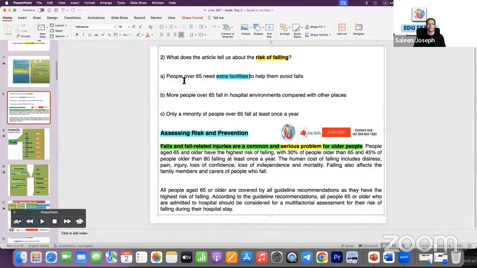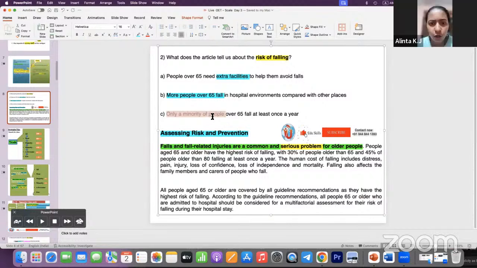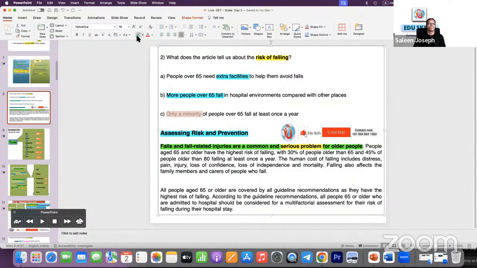We will not look into the age now. More people over 65 fall. Only a minority of people over 65 fall. So now you know there is a comparison here, and here they are speaking about a minority. What is this? Minority?